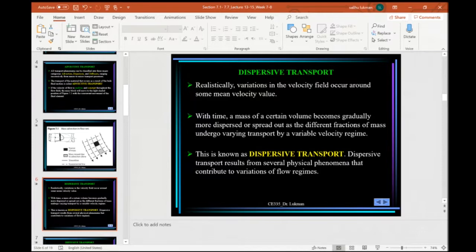This is known as dispersive transport, and it results from several physical phenomena that contribute to variations of flow regimes. And I explained what viscosity is. Viscosity is having different layers with different velocities, so you have one layer moving ahead of another.